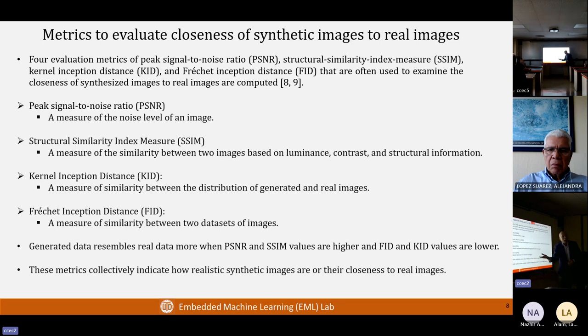We want this to be higher. We want these two metrics to be lower. So we did this study. One metric alone would not do, we cannot rely on a single metric. That's why we are looking at multiple metrics to see how realistic our synthetic images are.